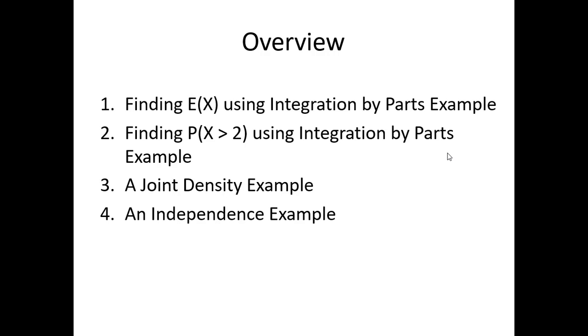For the first one, we're going to actually calculate an expectation of x using integration by parts. This will give you just practice evaluating integrals that come up in the continuous random variable section. The second is a little bit of a follow-up. We're going to calculate a probability, x greater than 2, using integration by parts. We'll take a look at a joint density example, and the last one will be an example involving independent continuous random variables.